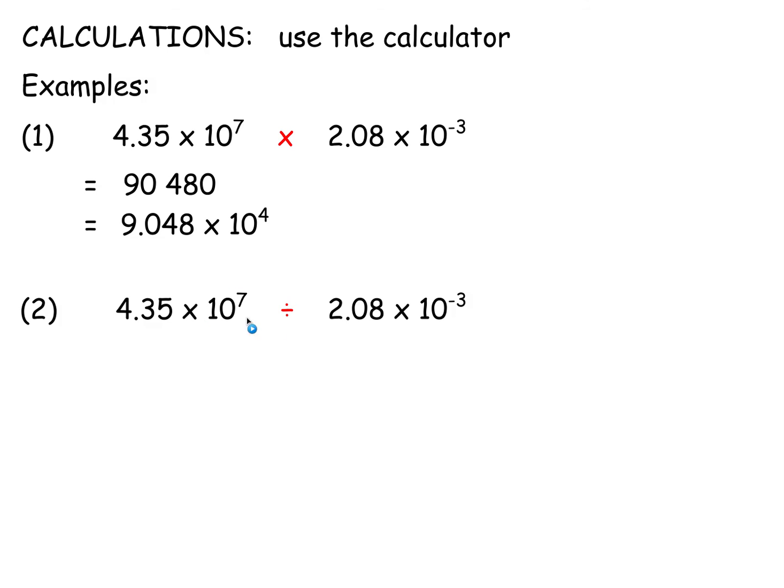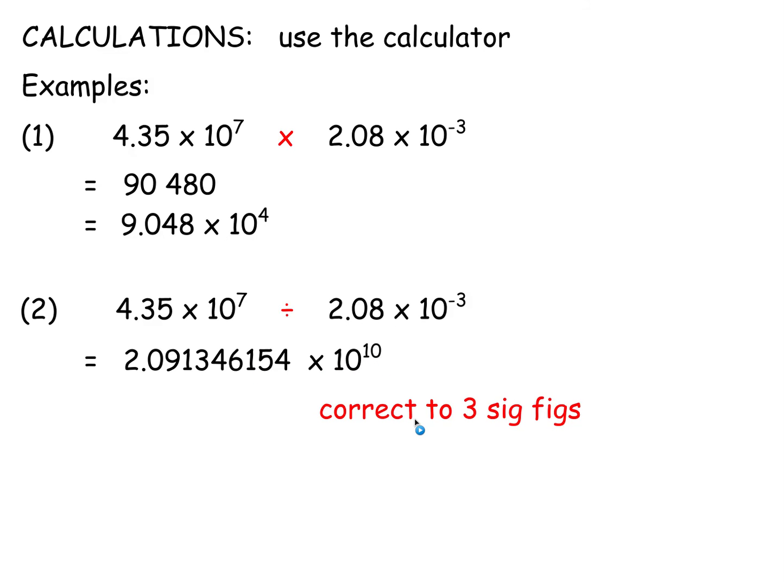Here's the same two numbers. If you enter them but divide them, you get this large number. It will appear in the calculator display as this number in scientific notation. If it asks in the question that you should round your answer off to 3 significant figures, then it's a choice: is it 2.09 or 2.10? And it's 2.09 times 10 to the power 10, so that's rounded to 3 significant figures.